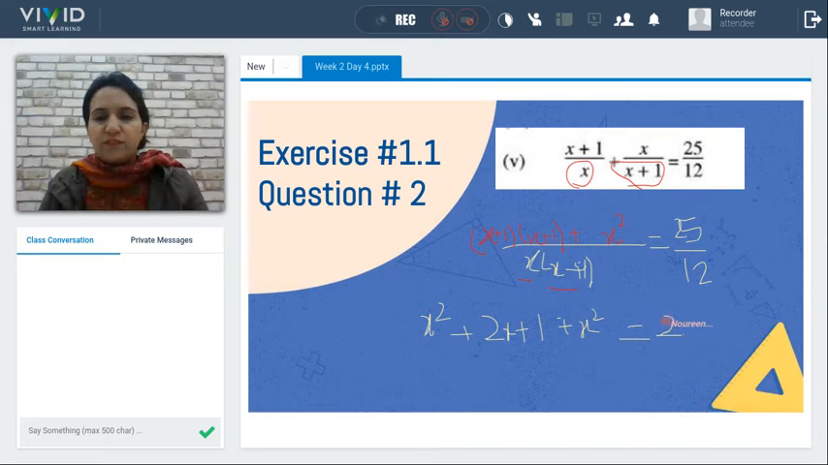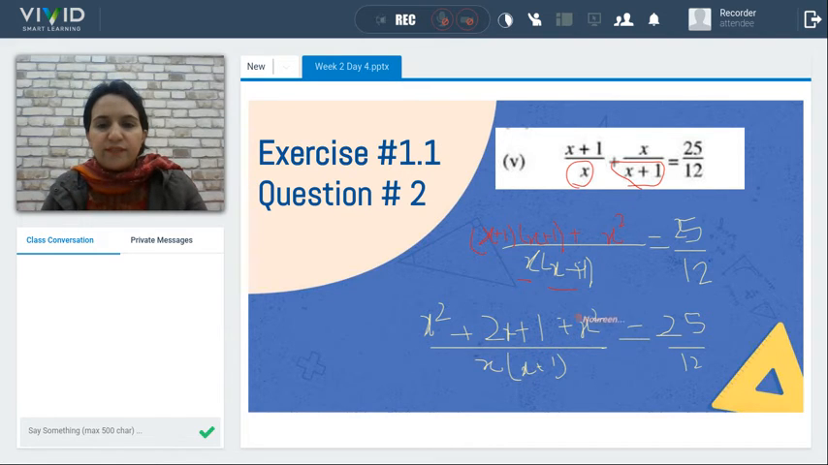Right hand side remains the same, 25 by 12. We will write this as it is. In the denominator, the denominator remains the same, x into x plus 1. Now if we add these two, x square and x square, this will give you 2x square plus 2x plus 1, and in the denominator x into x plus 1.